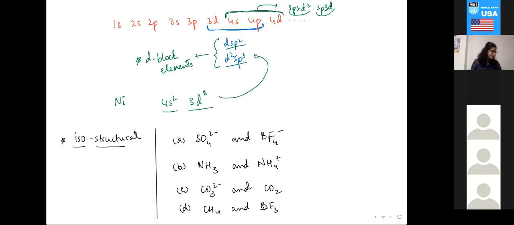Adit, nice, good job. That was a rather intelligent guess, and your logic is also extremely sound. That is absolutely right. So D you can automatically eliminate because we have seen examples. CH4 is methane. BF3 has only 3 electrons, all of these 3 are bonded. So very different geometries, different structures itself. So it cannot be D for sure.